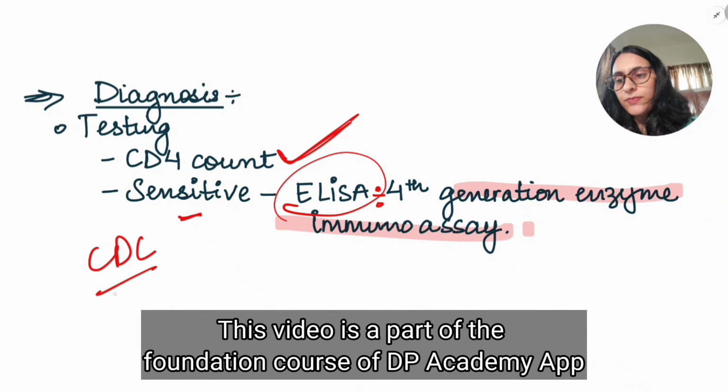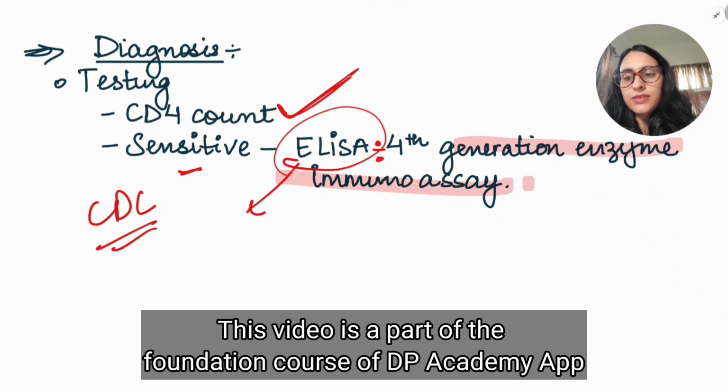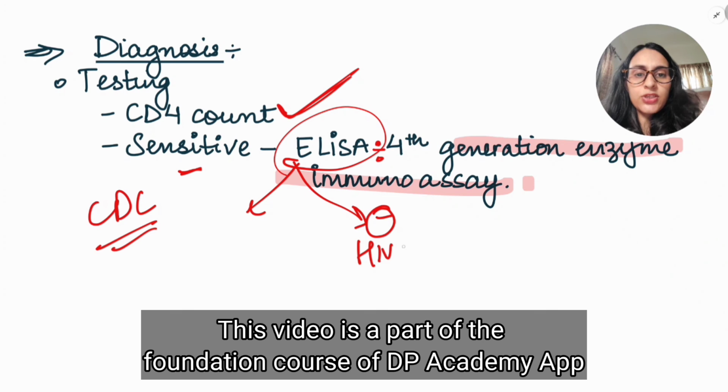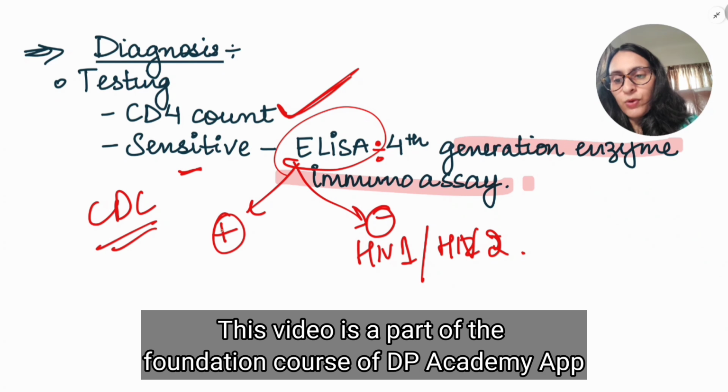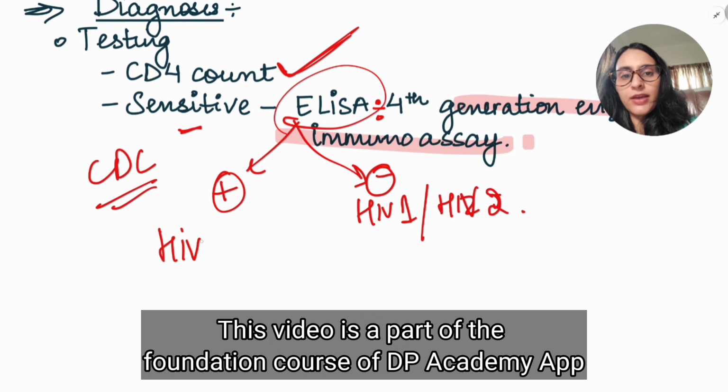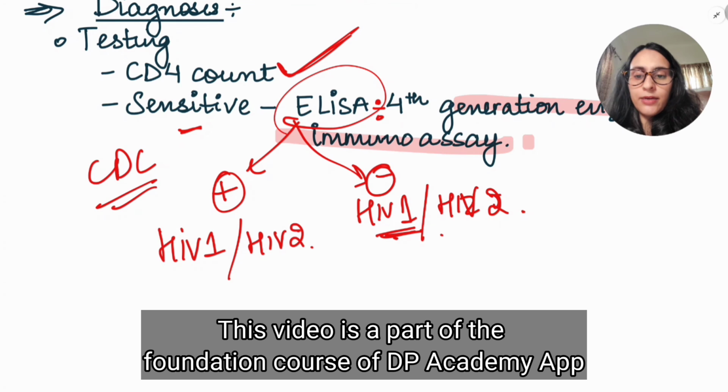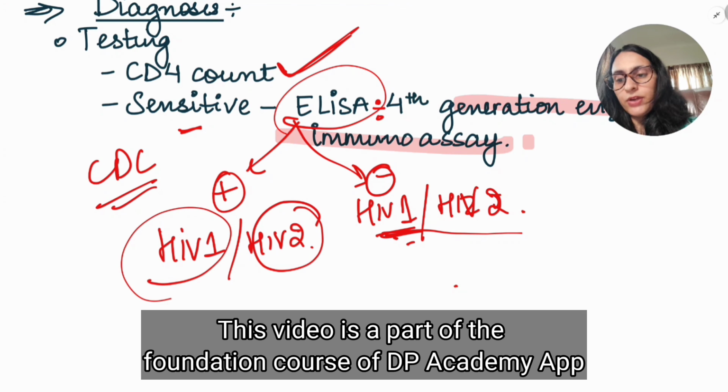So according to CDC guidelines, if ELISA comes, we test for HIV 1 and 2 both. If ELISA, that is a 4th generation ELISA, comes negative, that means the patient is not having either HIV 1 or HIV 2. If ELISA comes positive, that means either the patient is having HIV 1 or the patient is having HIV 2. Now, how do you differentiate both of these? If it comes negative, that means antibodies and P24 antigen is coming negative. That means the patient is not having HIV. But if it comes positive, it could be either HIV 1 or HIV 2.